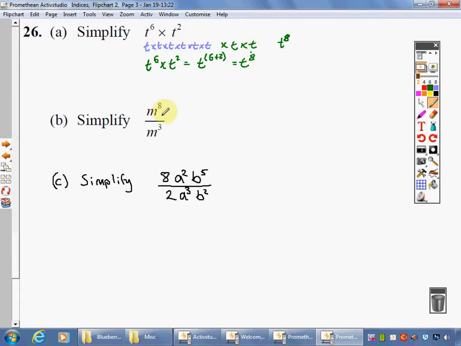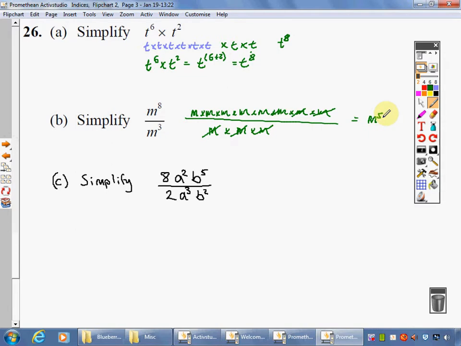Okay, for simplifying here, we've got m times by itself 8 times. 1, 2, 3, 4, 5, 6, 7, 8, and we're dividing that by m 3 times. So the effect of timesing by that one is cancelled out by that one, that one by that one, that one by that one, and we're left just with m times m times m times m times m, which is m to the 5 on the top.